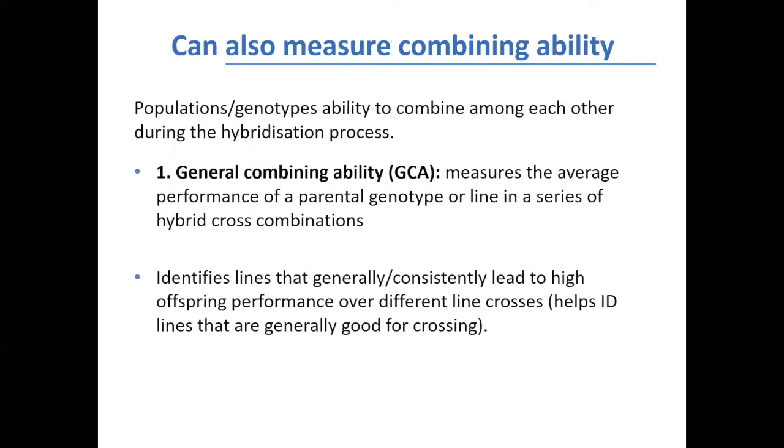Another thing you can explore is combining ability, defined as a population's or a genotype's ability to combine with other populations or other genotypes during the hybridization process. Two types of combining ability are measured. The first is general combining ability, GCA, which measures the average performance of a parental genotype or line in a series of hybrid cross combinations. The measure identifies the lines that generally lead to high offspring performance over different line crosses. Ultimately, this measure really helps us identify lines that are generally good for crossing.